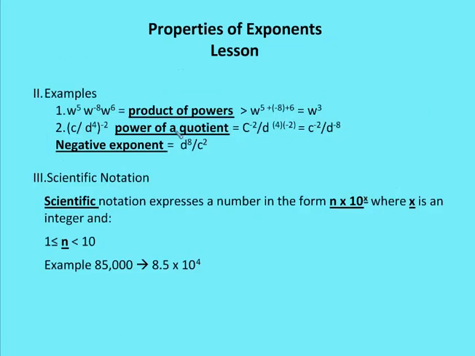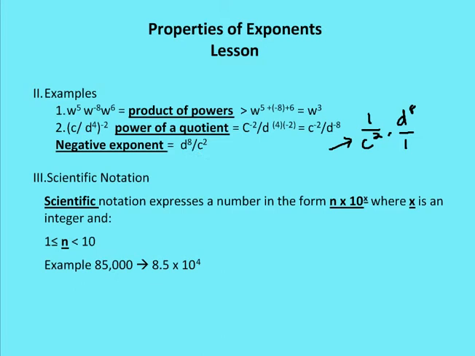So I go back to my example and use the power of a quotient. Now I have c to the negative 2 divided by d to the 4th times negative 2, and end up with c to the negative 2 divided by d to the negative 8. And that is just the same as 1 over c squared times d to the 8th over 1. So remember, we take the reciprocal of each value. That's what the negative sign says. So we use the property of the negative exponent, and we do exactly what I did here in this example. Now I have d to the 8th over c squared.